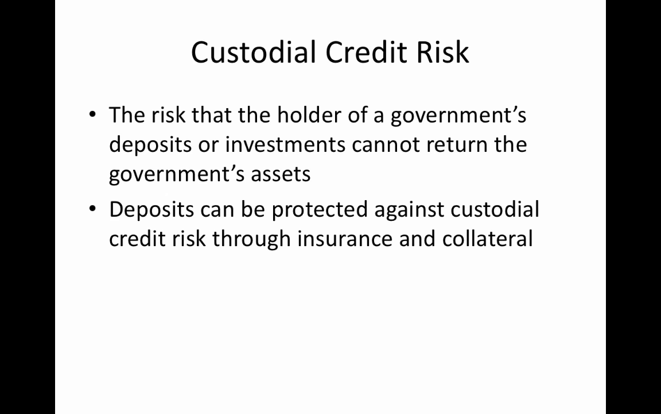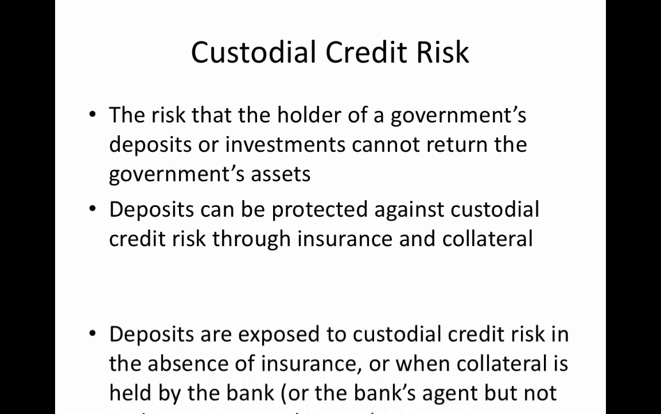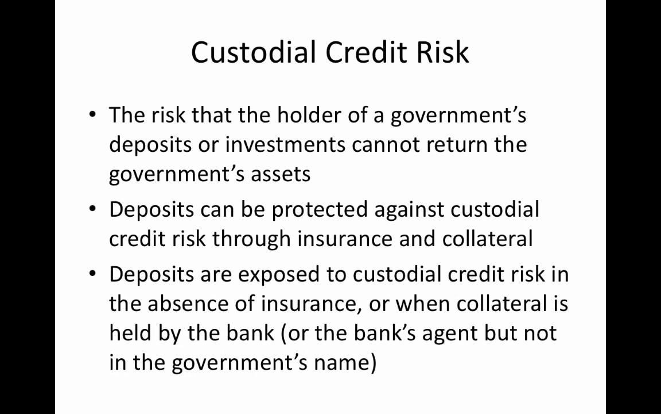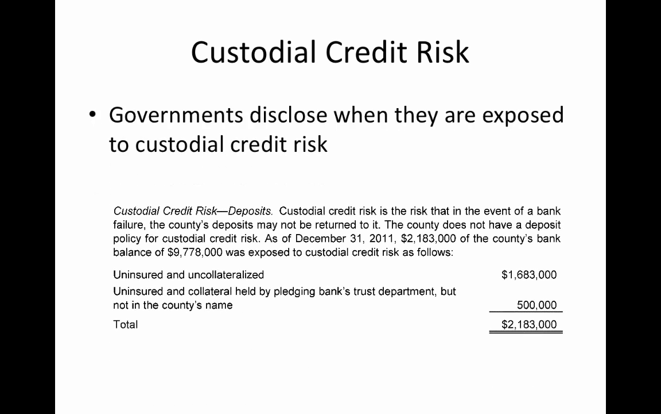Another way it can be protected is by collateral being put up by the bank or other financial institution that is holding the deposits, as long as that collateral is held by an external party other than the firm and in the government's name. So what governments are required to disclose is when their deposits are actually exposed to custodial credit risk. So meaning there's no insurance, or the collateral is held by the bank, or it's held by the bank's agent, but not in the government's name. So those are the instances in which they are exposed to custodial credit risk.